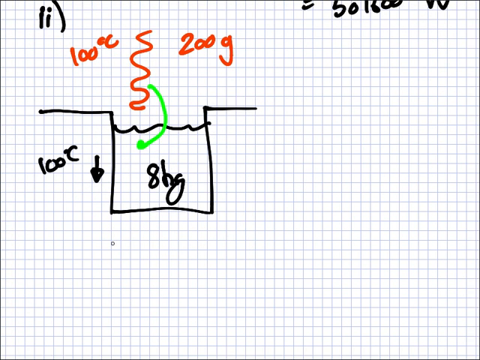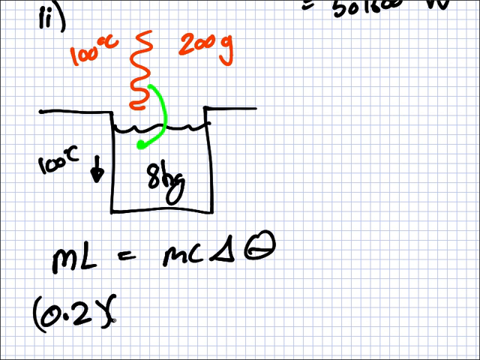So look, ml equals mc delta theta. This m is 0.2, and the L is 334 kilo. It is steam. Yeah, 226. John said 334. It says it's 334, no? 334.